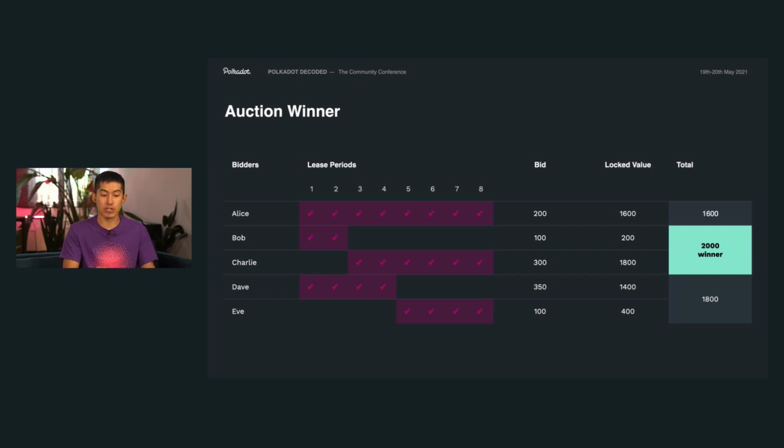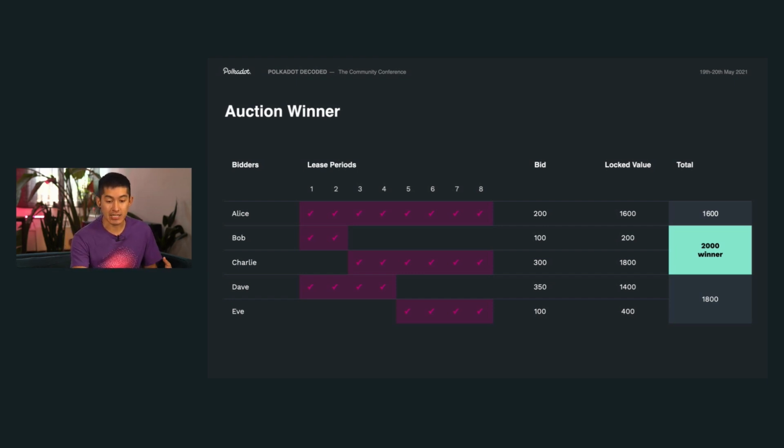You can see Alice at the top is bidding for all 8 lease periods and is willing to lock up 200 DOT for that. Whereas Bob only wants lease periods 1 and 2 and is only willing to lock up around 100 DOT. Now, when we actually evaluate everyone's bid, we don't take it at face value. We actually increase the locked value based on the amount of time they've locked it up for.